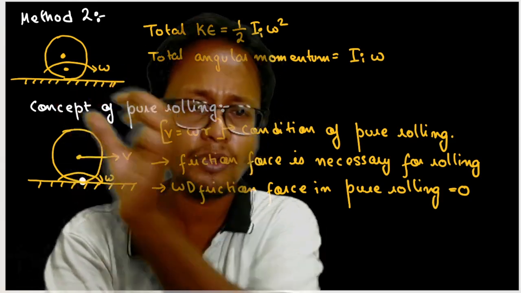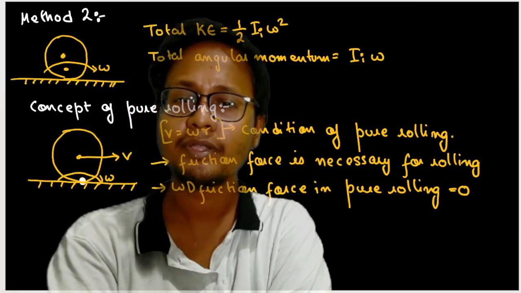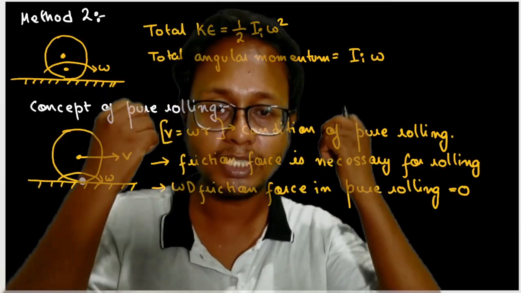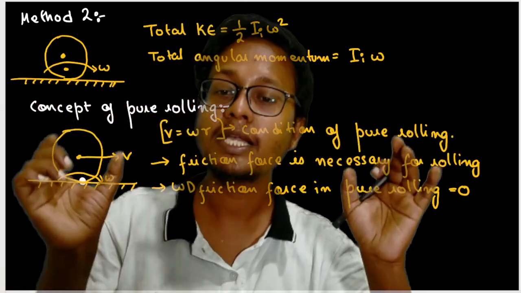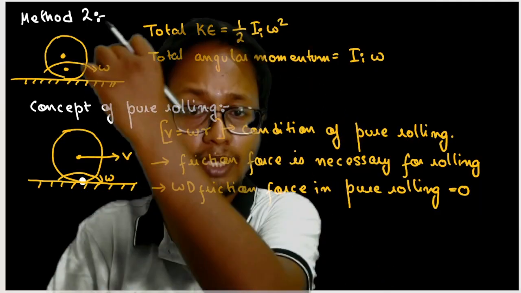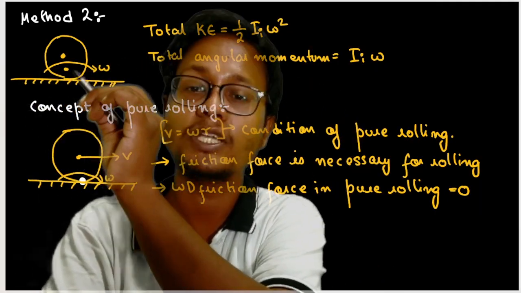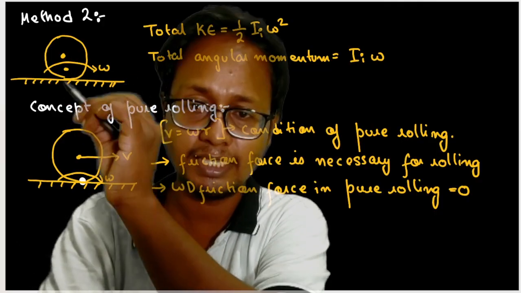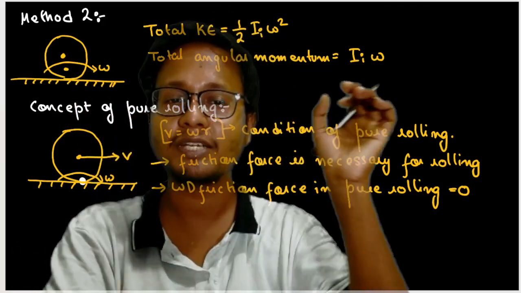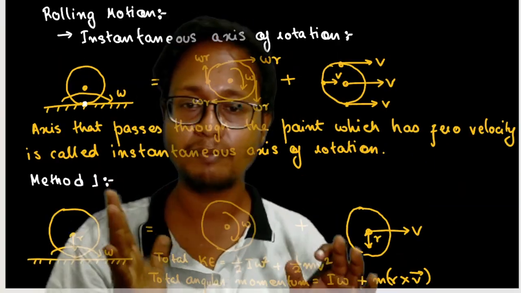In case of impure rolling, work done by friction force can be positive or negative, whichever the case is. Whenever rolling motion is there, friction force is there. In case of pure rolling, work done by friction force is equal to 0. In case of impure rolling, that means sliding plus rolling, the instantaneous axis of rotation is not at the point of contact, and work done by friction force might be something else. This much is understood. Let's see what we have done.